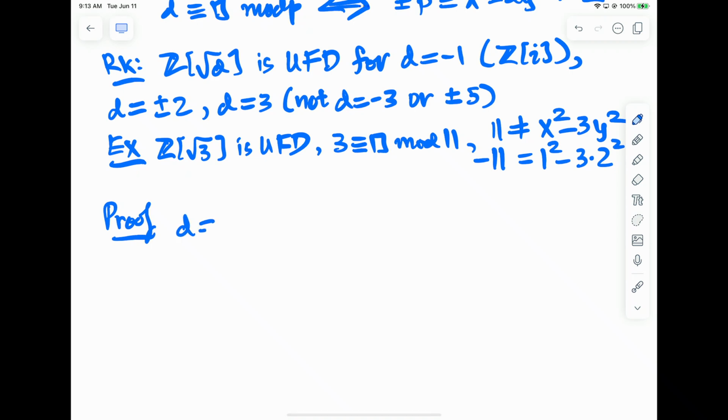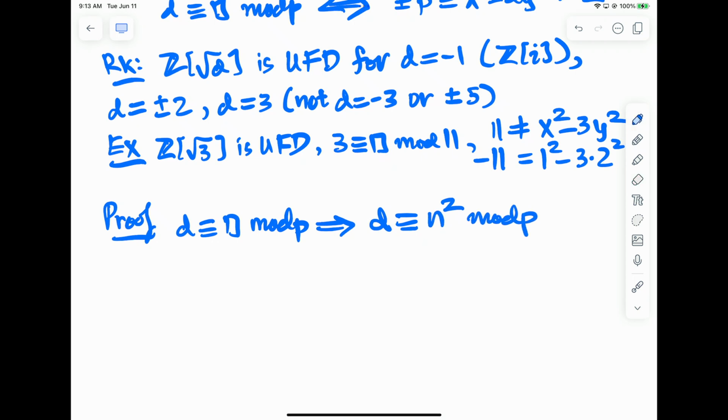So d is a square. So that means I can write d as n squared mod p. That's supposed to be the letter n. And so that means p divides the difference. p divides n squared minus d.